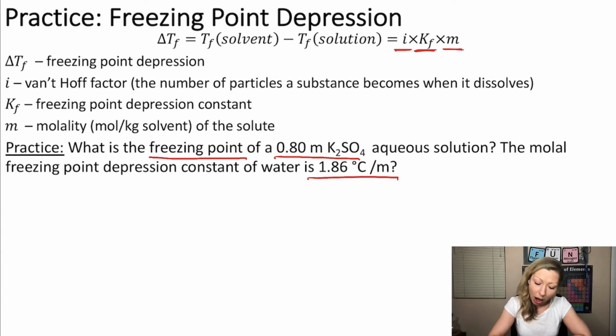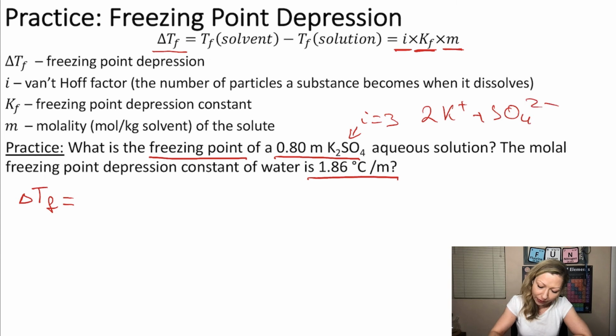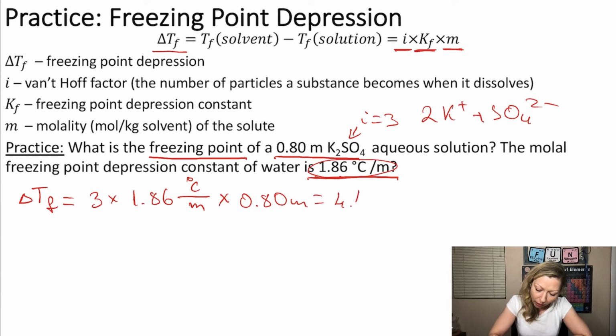So from here, we can calculate the freezing point depression, delta T sub F, which is going to equal i, in this case equal to 3, right? Because we have two potassium ions and a sulfate ion. So 3 multiplied by our constant, 1.86 degrees Celsius divided by molality and multiplied by the molality, which is 0.80 molal. So if you do this calculation, you are going to get 4.46. What is the unit? Well, the molalities will cancel out, so you get degrees Celsius.